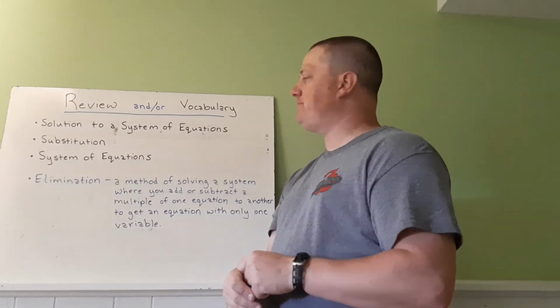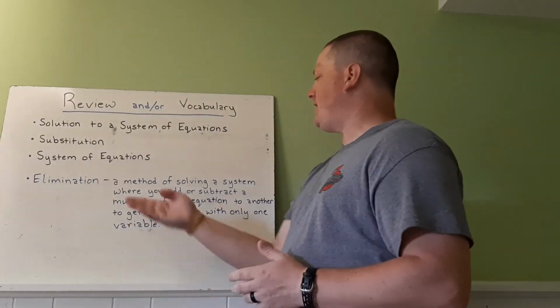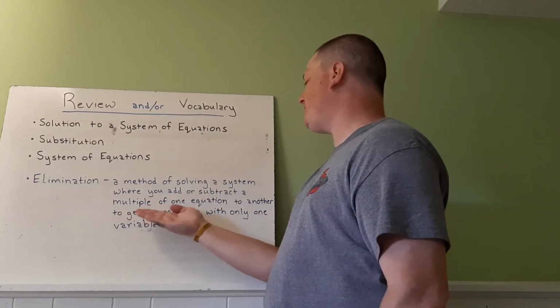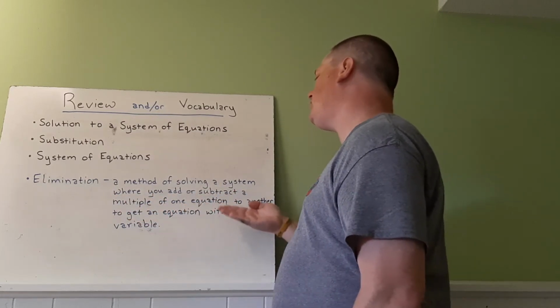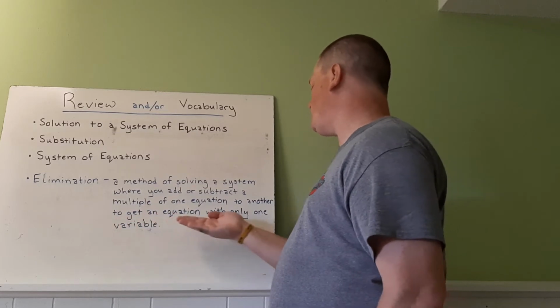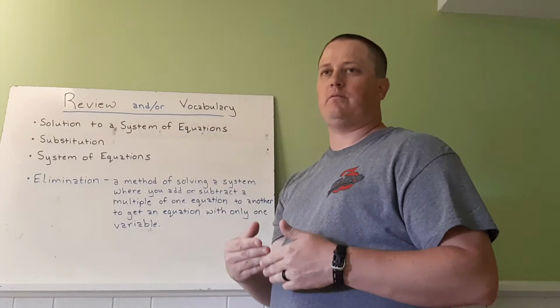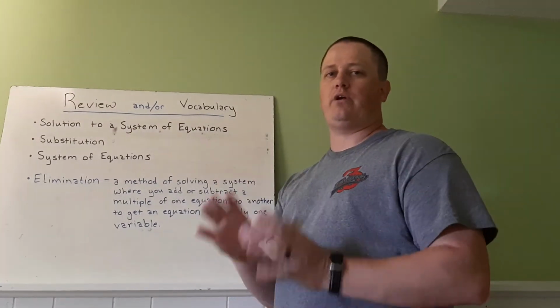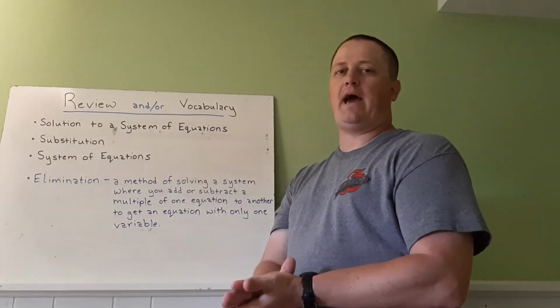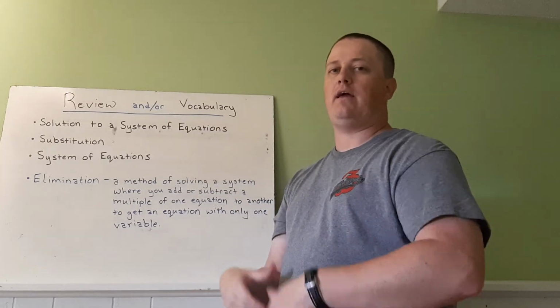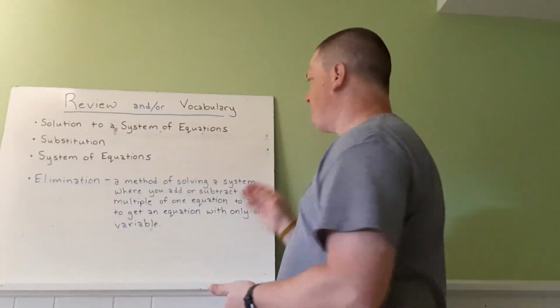describe a situation. Elimination, a method of solving a system where you add or subtract a multiple of one equation to another to get an equation with only one variable. So we're going to be using some multiplication to create a situation where when we add or subtract, one of the variables disappears, is eliminated. That will help us with our solving.